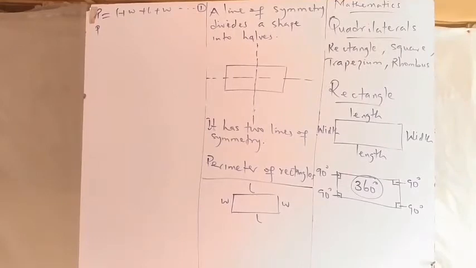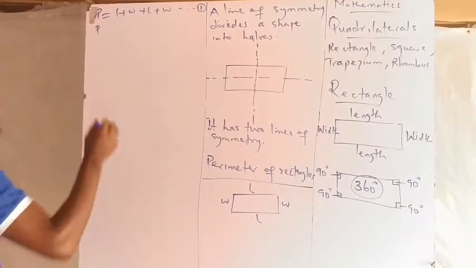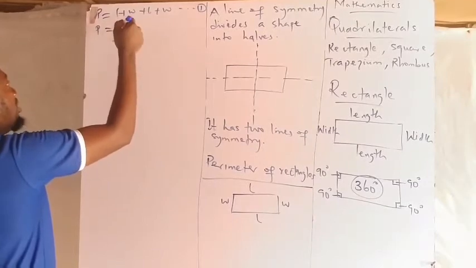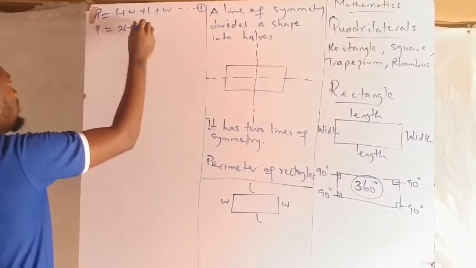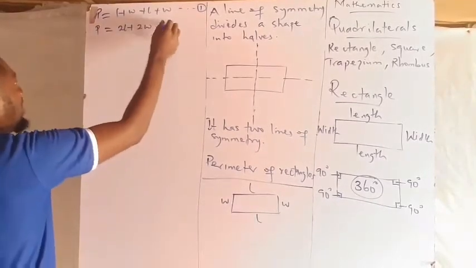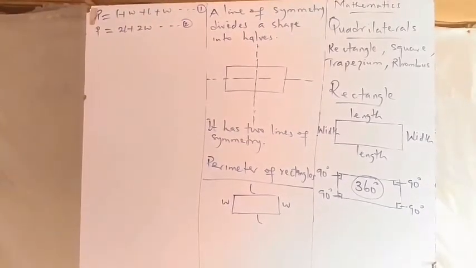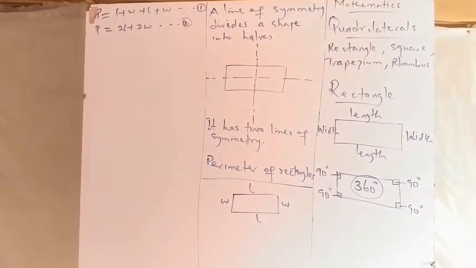If you're asked to find the perimeter of rectangular shapes, another formula you can use is L plus L, which is 2L, plus W plus W, which is 2W. So that is the second formula you can use to still get your answer correctly: 2L plus 2W, which is 2 times L plus 2 times W.